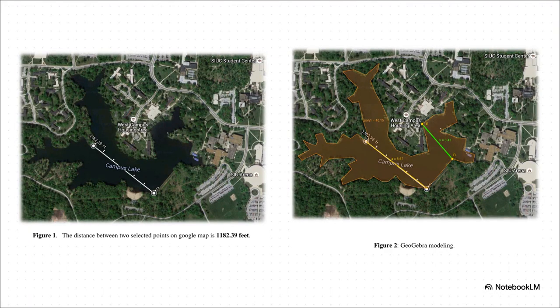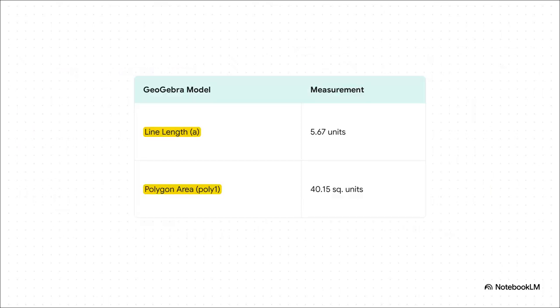So what we do is we create what's called a digital twin. We basically trace the lake's outline in a program called GeoGebra, and boom, we have a perfect digital model. Now we've got a shape we can actually mess with and measure. And once it's in the program, we can start pulling some data. See, in our digital world, that same line we measured earlier is now just 5.67 units long. And even better, the program can just spit out the area for us, 40.15 square units.